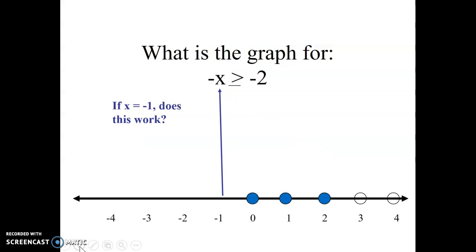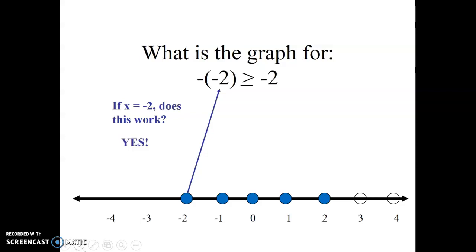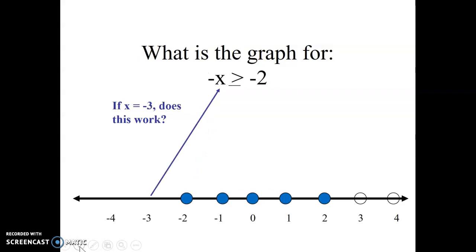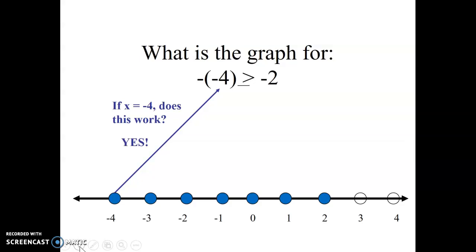Let's check some numbers that are smaller than 0. How about -1? Is the opposite of -1 greater than or equal to -2? Well, what's the opposite of -1? 1. Is 1 greater than or equal to -2? Yes, it is. How about -2? What's the opposite of -2? +2. +2 is greater than or equal to -2, so that works. How about -3? The opposite of -3 is 3. 3 is greater than or equal to -2. -4. The opposite of -4 is 4, which is greater than or equal to -2.